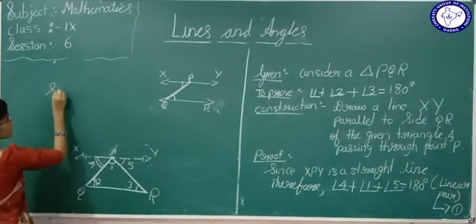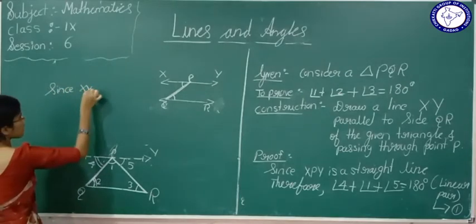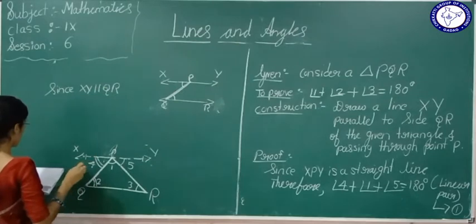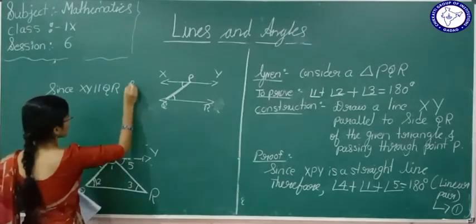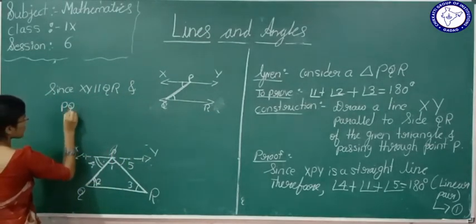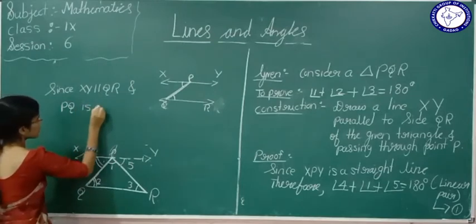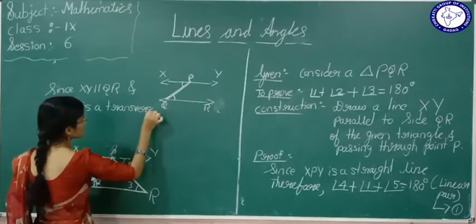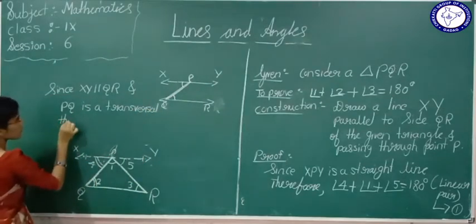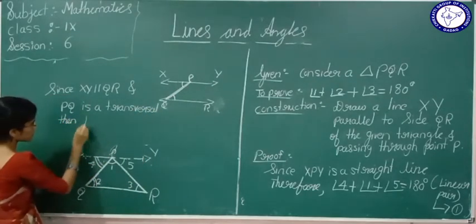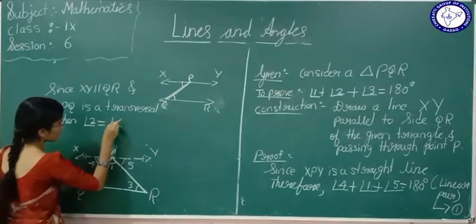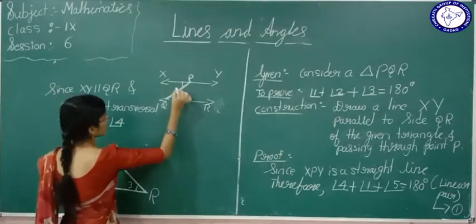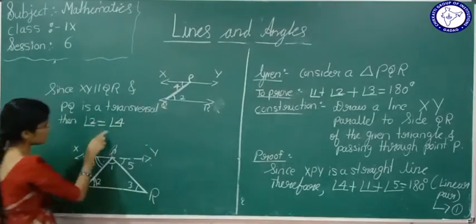Since XY parallel to QR and PQ is a transversal, then what we can tell? Angle 2 is equal to angle 4. Okay, angle 2 is equal to angle 4.